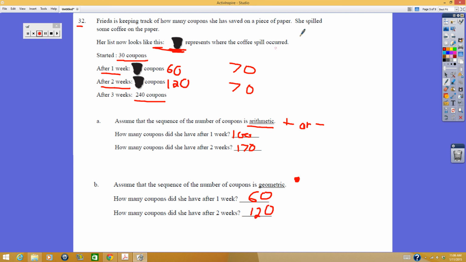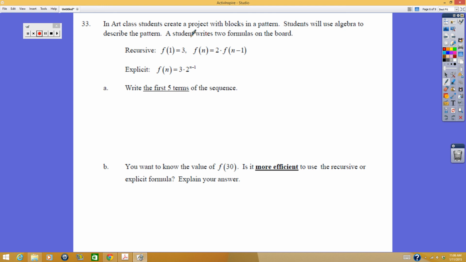Okay? So that is number 32. Number 33. We explained this one in class, but I'll go over it again real quickly. In the problem, they give you two equations, a recursive and an explicit. And for this recursive one, they tell you that the first term is 3.